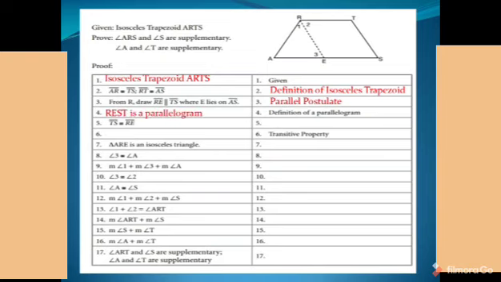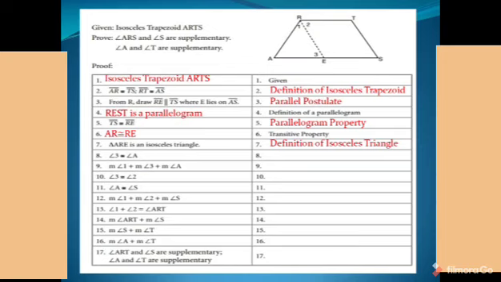Segment REST is a parallelogram. Definition of a parallelogram. Therefore, segment TS is congruent to segment RE. And that is a parallelogram property. What will be the next statement? That we always have in the given, as transitive property based on the previous statements. You have segment AR is congruent to segment RE. Transitive property. In that way, triangle ARE is an isosceles triangle. Well, of course, definition of an isosceles triangle.